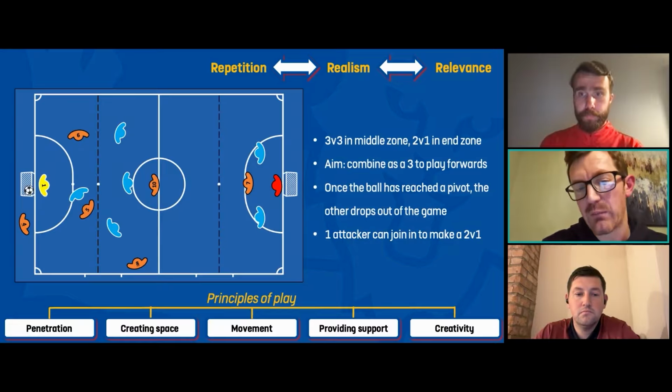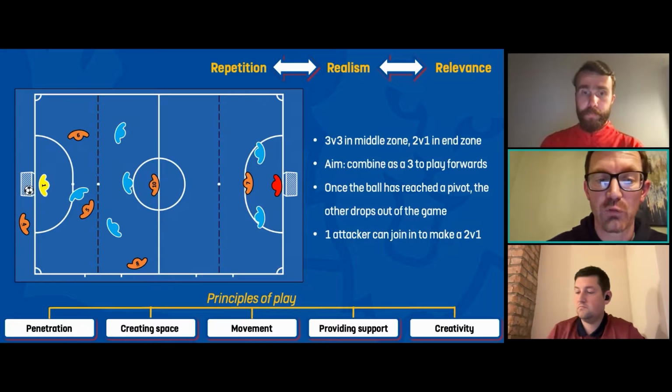So in terms of them understanding 3-player moves and being able to connect that to forward play, we need to make sure they can see things. So the 2 attackers in that final third is to give them more opportunities, more repetition, more success. And then we start to, as this slide says, take away some of those constraints.